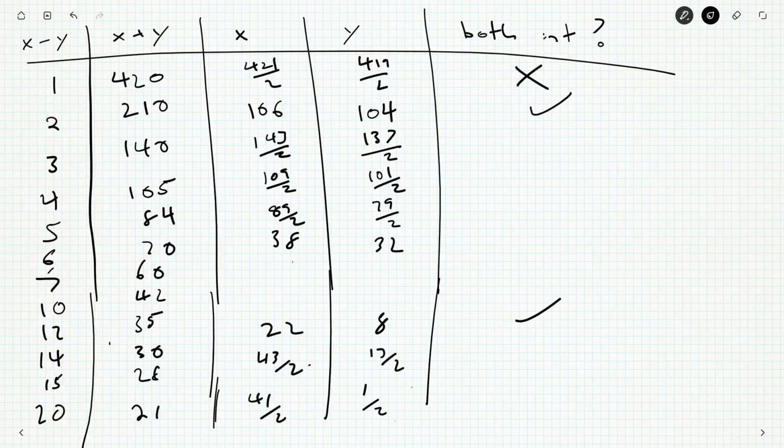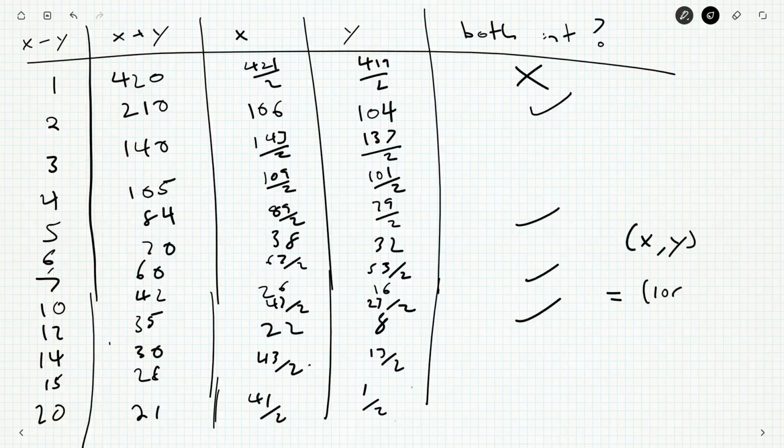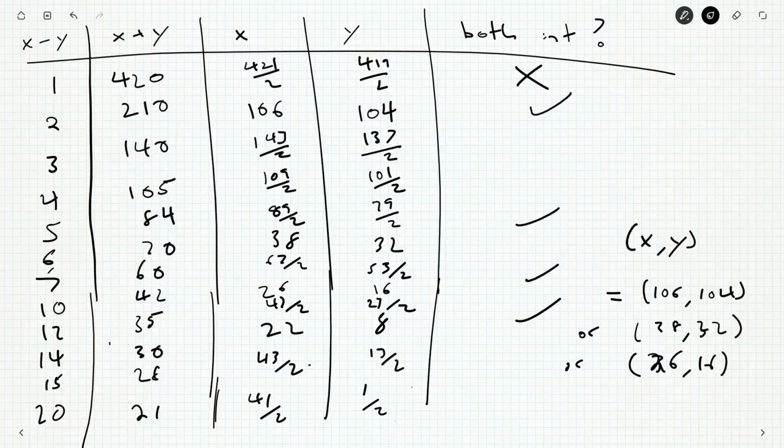38, 32, 67 over 2, 53 over 2, 26, 16, and that was 47 over 2, 23 over 2. There we go. We have all four solutions. So x and y is going to be either 106, 104, or 38, 32, or 26, 16, or 22, 8.